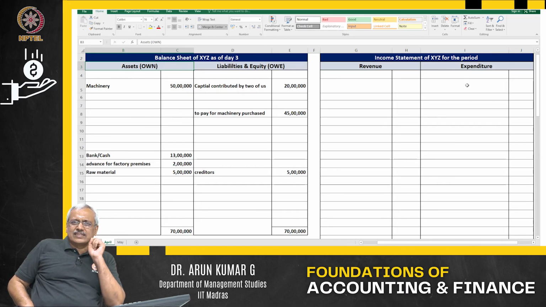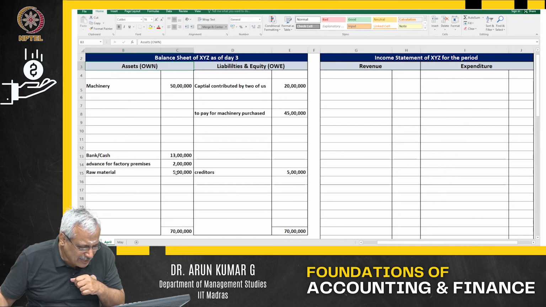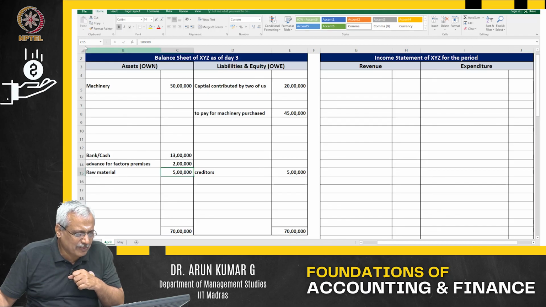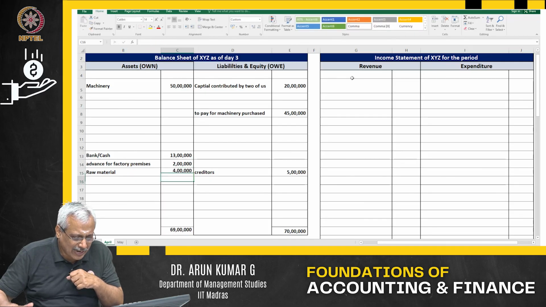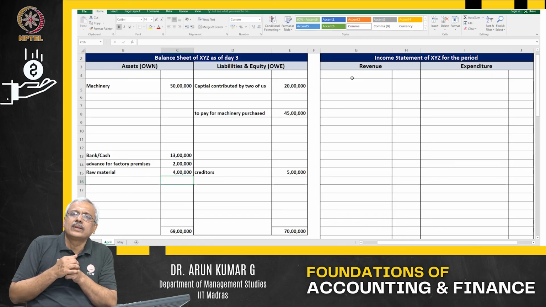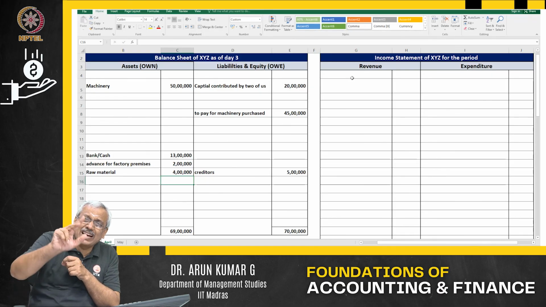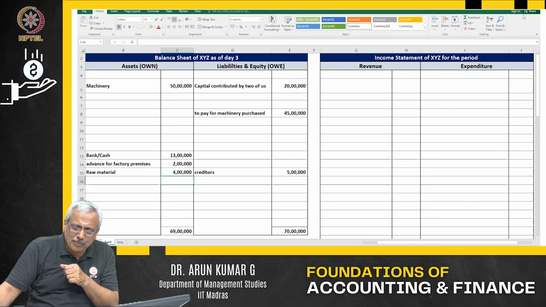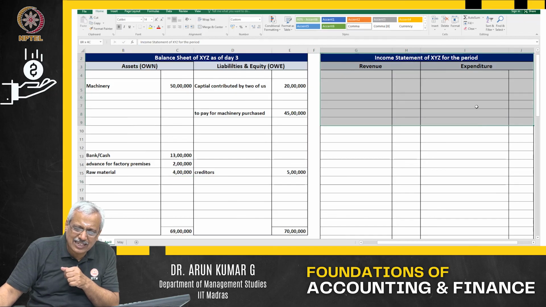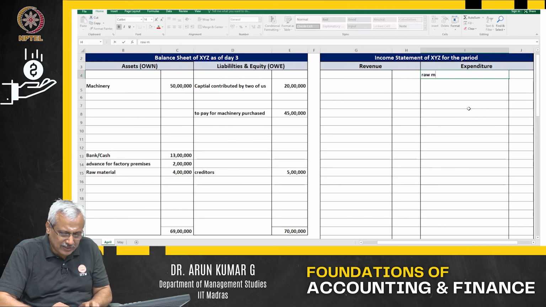Now what has happened? First thing, I've used 1 lakh worth of material. So the material I own was 5 lakhs, and I have utilized 1 lakh worth of it. So 1 lakh is gone. Now I own only 4 lakhs worth of material. The moment you have utilized it, what happens? It becomes an expenditure for me, that is raw material utilized.